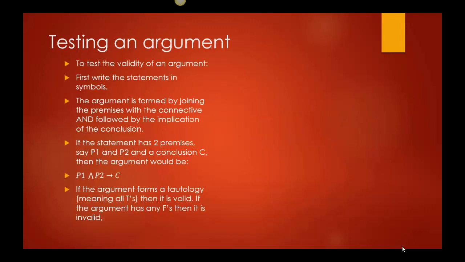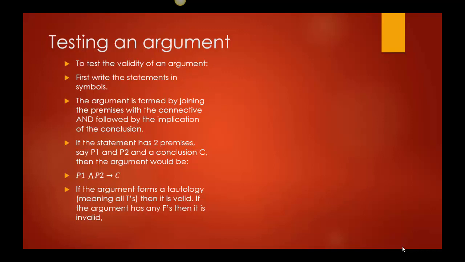So to test the validity of an argument, we need to do a bunch of things. The first thing we should do is write the statements in terms of symbols. Once we've done the symbols, the argument is formed by joining the premises with the connective and, followed by the implication of the conclusion. So let's say we had two premises, P1 and P2. The conclusion is C. The argument would be P1 and P2 implies C. Notice that I have the and with the premises, and it will always be and between the premises. The conclusion will always be separated afterwards by the implication.